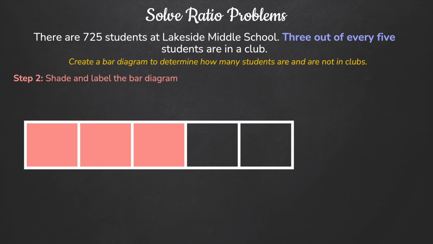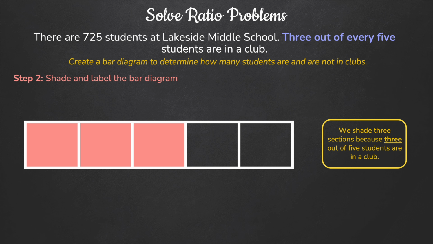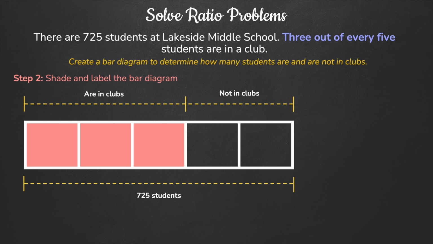We're going to shade in 3 sections because, again, 3 out of 5 students are in a club, so these shaded sections represent the students that are in a club. So let's go ahead and label. We know that 3 out of 5 students are in a club, so that's our shaded portion. That represents the students who are in clubs.